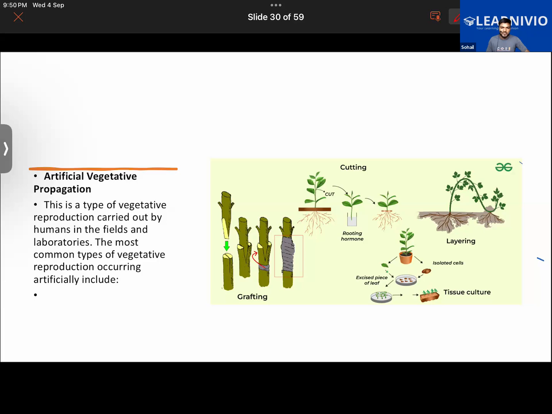Anyways, getting back to the next part of the chapter. So far we had learned about natural vegetative propagation, where humans were not intervening. Humans had no role there. But what if humans were to have a role in vegetative propagation? Artificial vegetative propagation is a type of vegetative reproduction that is carried out by humans in the fields and even in laboratories. Some of the common types include grafting, cutting, tissue culture, and layering. These are some of the artificial vegetative propagation methods that we carry out.